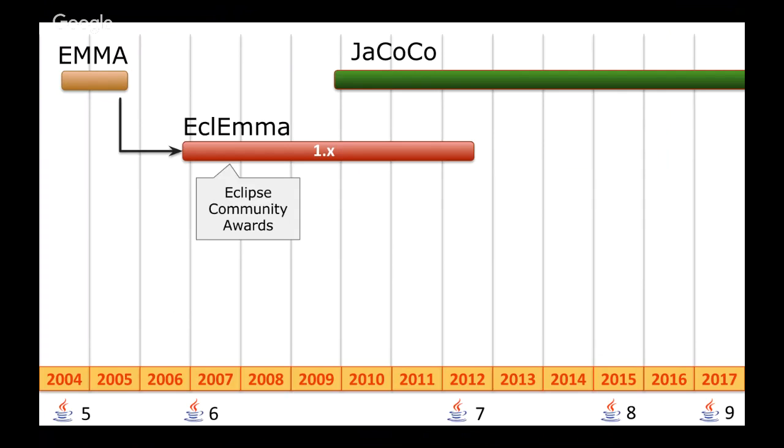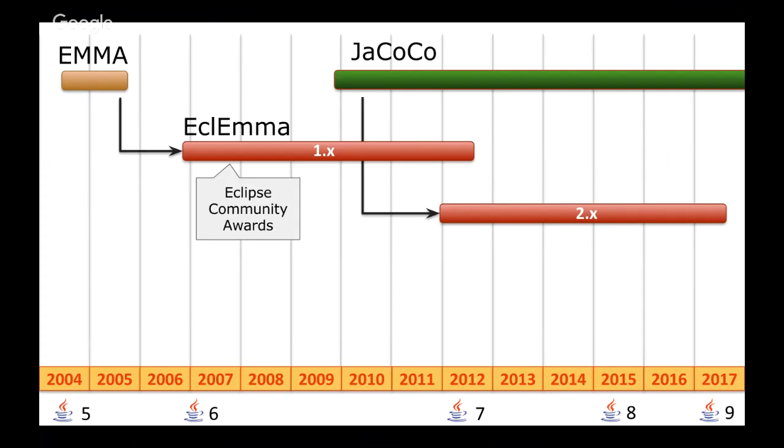JaCoCo was a code coverage library, actually a tool to measure code coverage with lots of integrations. So we started with ANT. We also added Maven later. But as you can see on the timeline, we never took the time to actually migrate EclEmma to the JaCoCo library. This happened at the end of 2011. At the end of 2011, there was the first EclEmma 2.0 release, which was based on the JaCoCo library.